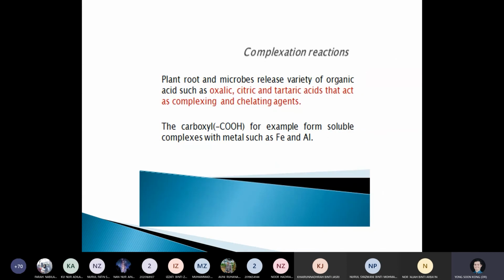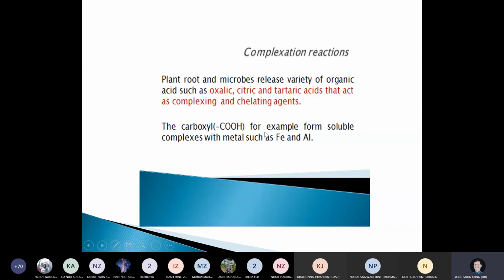So complexation. Now, for those students who are just beginning this semester, I think you have already learned complexation before in general chemistry. Complexation is, like I said just now, due to a chemical reaction that happens between these acids and also metals, the metal ions from the mineral or the parent material.